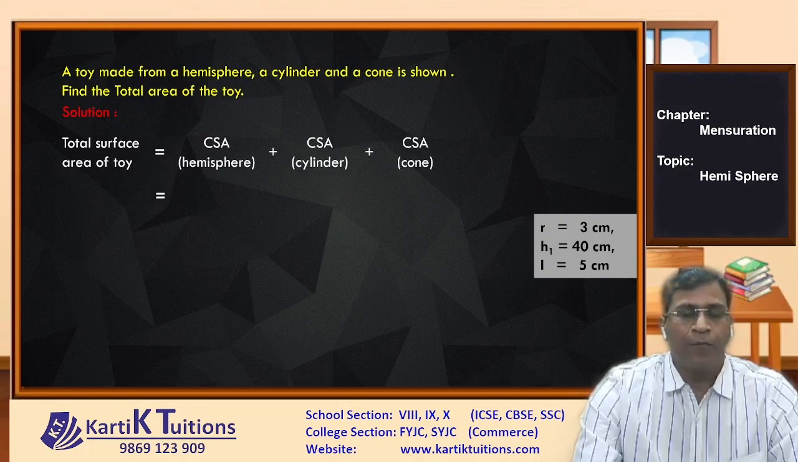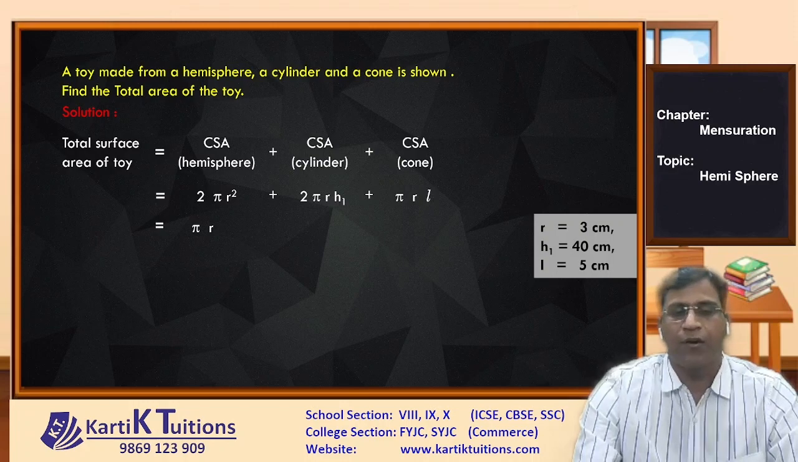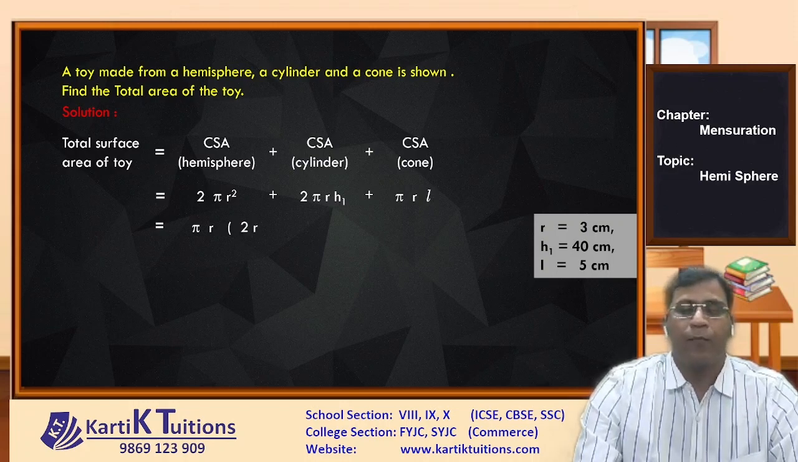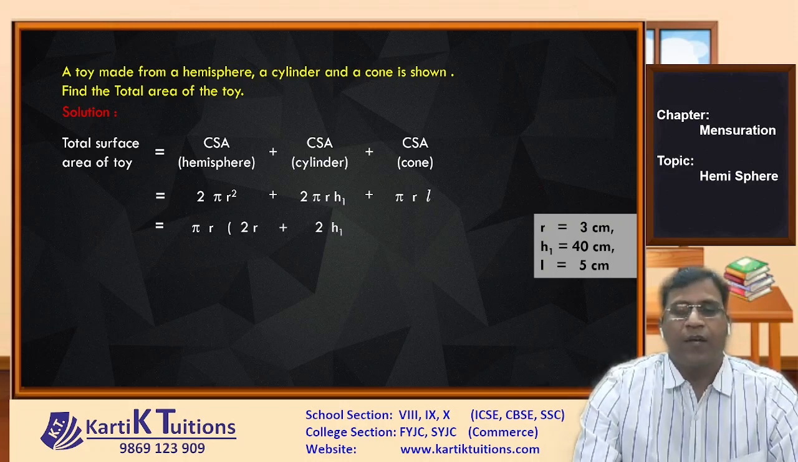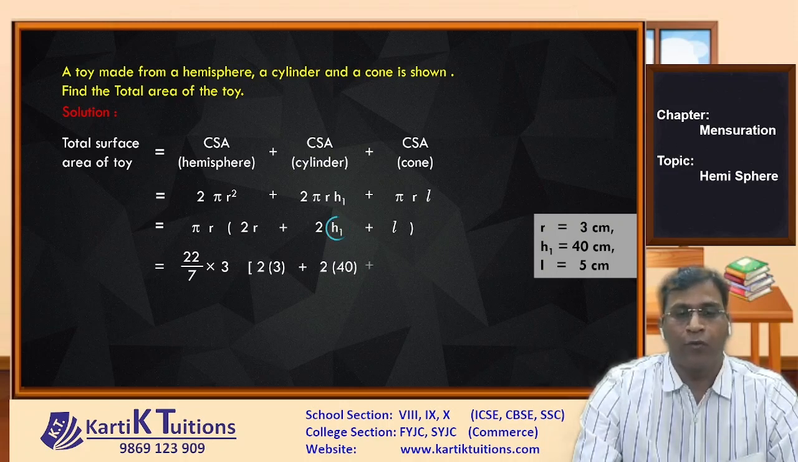Now as we have done in a previous slide, 2 pi r square plus 2 pi r h1 plus pi r l. अभी तीनों में क्या कॉमन आ सकता है? एक तो पाई कॉमन आ सकता है और एक r कॉमन आ सकता है. तो ब्रैकेट में आएगा 2r plus 2h1 plus l. Now here let's substitute the value. So 22 upon 7 into r कितना है अपना 3 into 2 into 3 plus 2 into h1 is 40. So 2 into 40 हो जाएगा plus l we got it as 5.